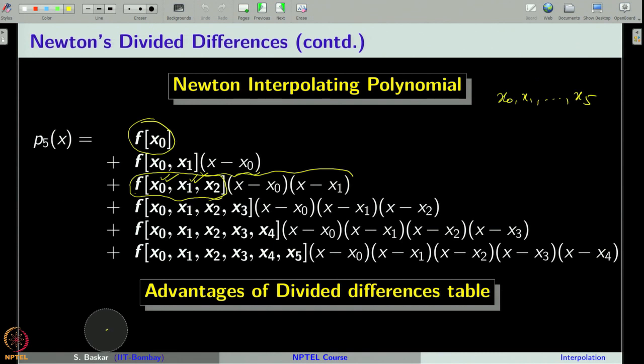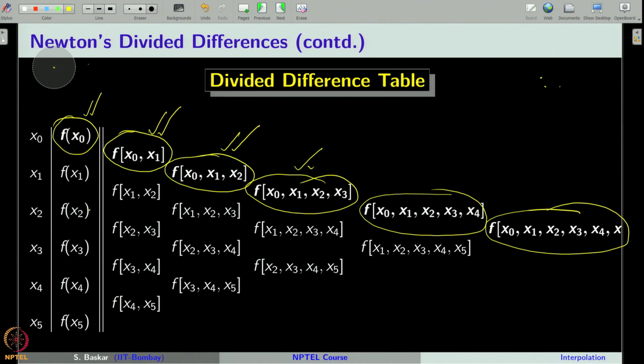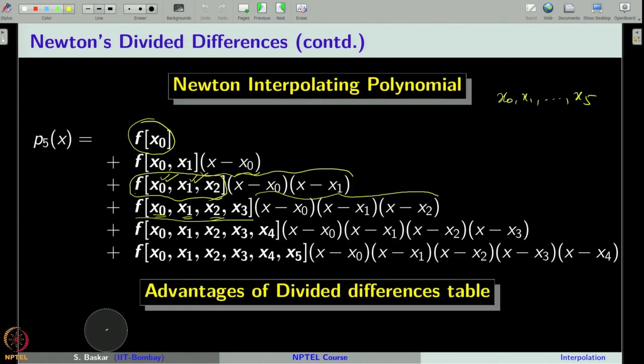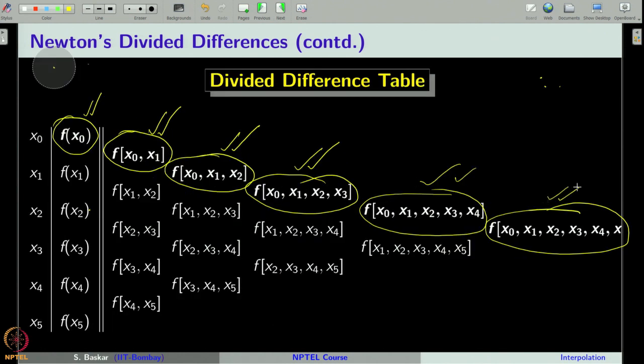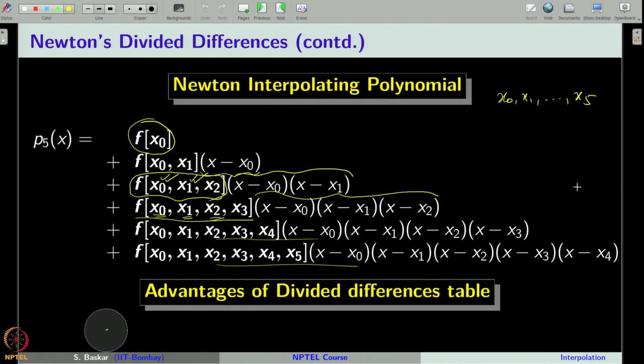Then go to the third term, the third order divided difference into x minus x 0, x minus x 1 and x minus x 2, that is sitting here. And what is this third order divided difference? That is coming from here. Similarly, the fourth term and the fifth term are also coming from the top diagonal elements. So, that is the easy way of remembering the construction of Newton's interpolating polynomial.